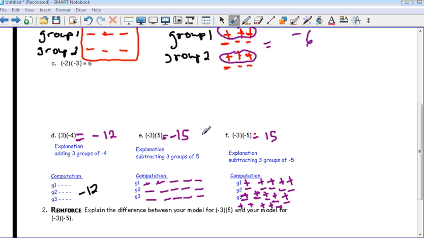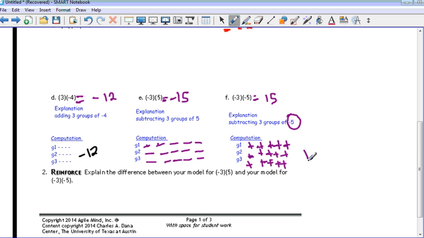Now, do I want to remove a negative or a positive? Well, I'm going to remove all the negatives. So if I remove all the negatives, what do I have left? If I remove 5 negatives from each group, I have 5 positives. Altogether, how many positives do I have? I've got 15 positives. Now, here's the last problem that you have to do on your own.